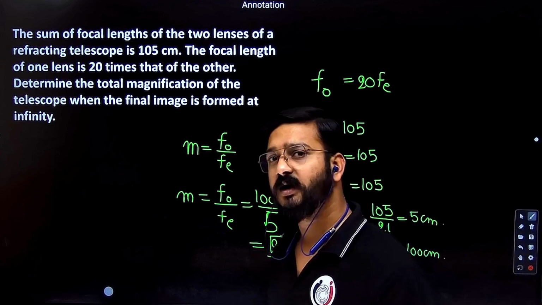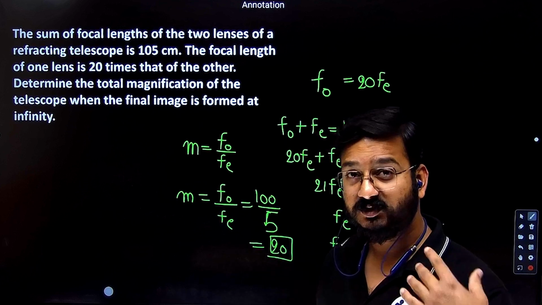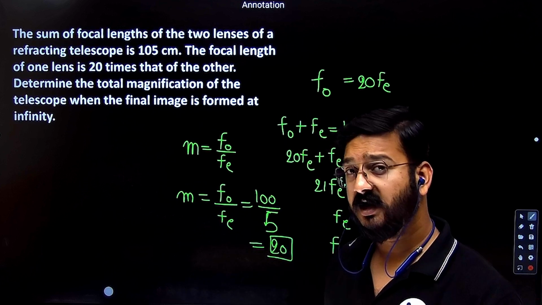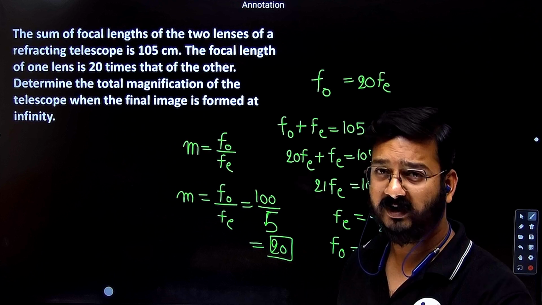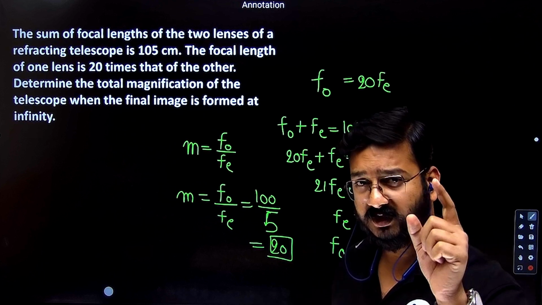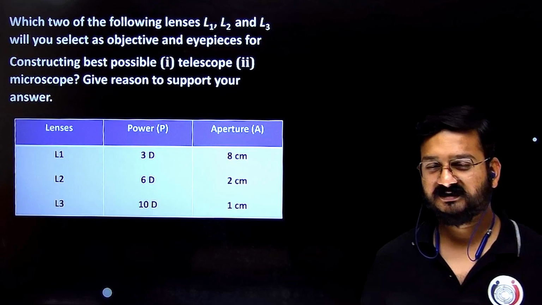So you should know the formula. That is the first thing. Then you should know that the objective has higher focal length and aperture as compared to the eyepiece in the telescope. Let's move to the next question. Students, let's discuss the next question.